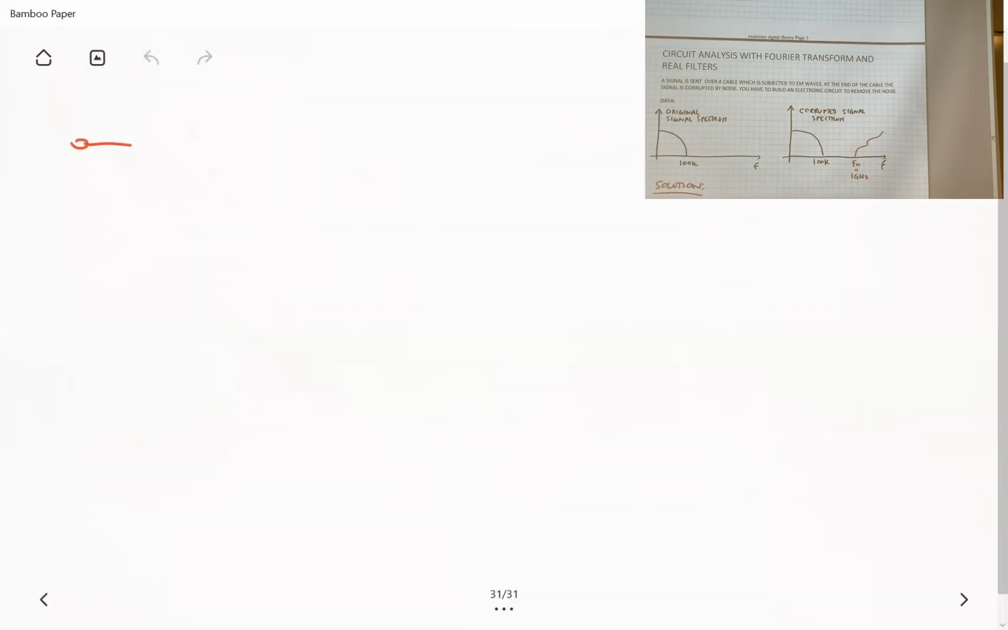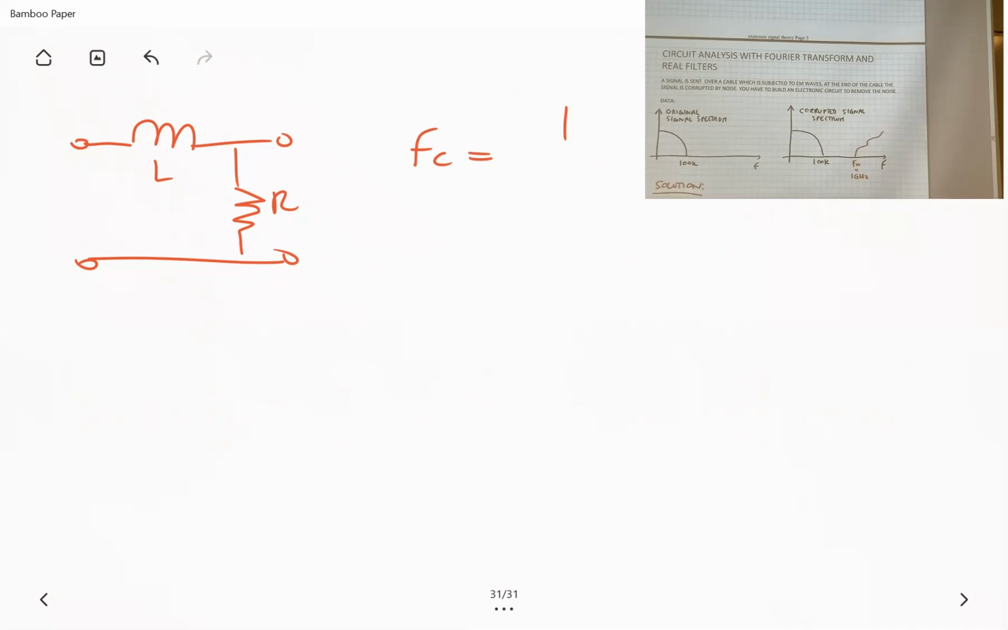Low pass filter, with L and R. What is the cutoff frequency formula? Anyone? Because you always tend to remember the RC, but then you forget our friend inductance.